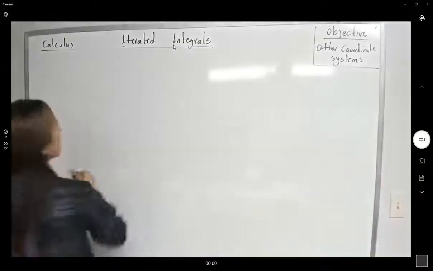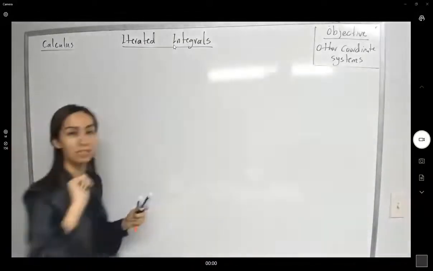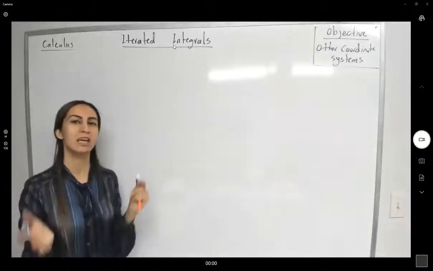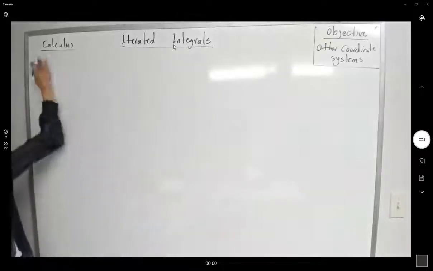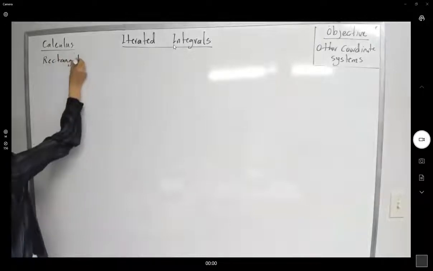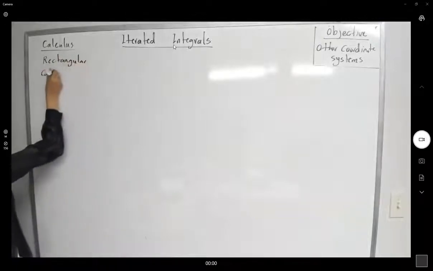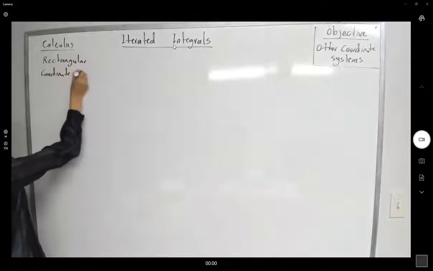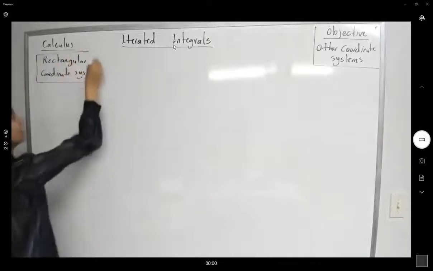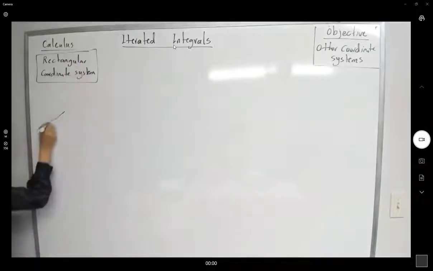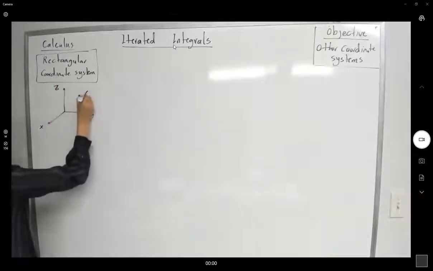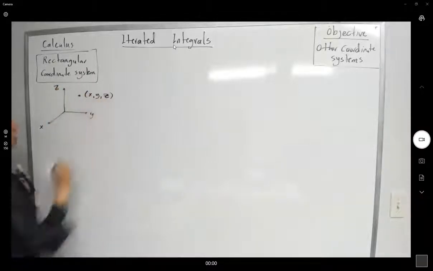So we're going to talk about other coordinate systems. What we talked about so far is just using the rectangular coordinate system, which is just x, y, and z. Any point in the space is denoted by x, comma, y, comma, z.